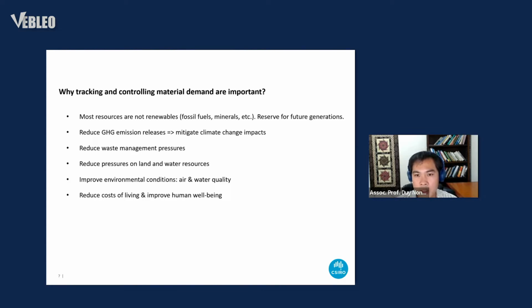So we want to reserve that for them and to have adequate resources for their development. And also, if we control the material demand, like fossil fuel, we can help to reduce greenhouse gas emissions released into the atmosphere and mitigate the climate change impacts. That will be very good for our environment.